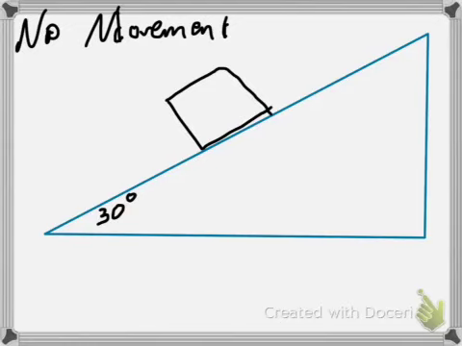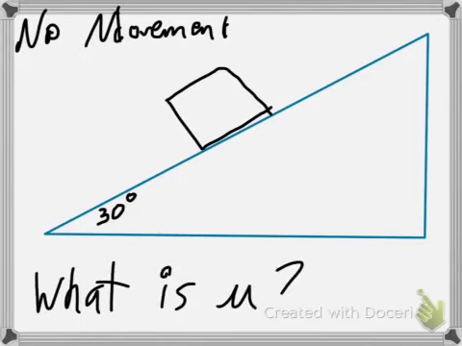Now, if I were to ask you to figure out, again, let's look, what is the coefficient of friction? What is mu? So if we were to look at this, the first thing we'd have to do, like every problem, is to draw a free body diagram, and to ask yourself what forces act on the box.